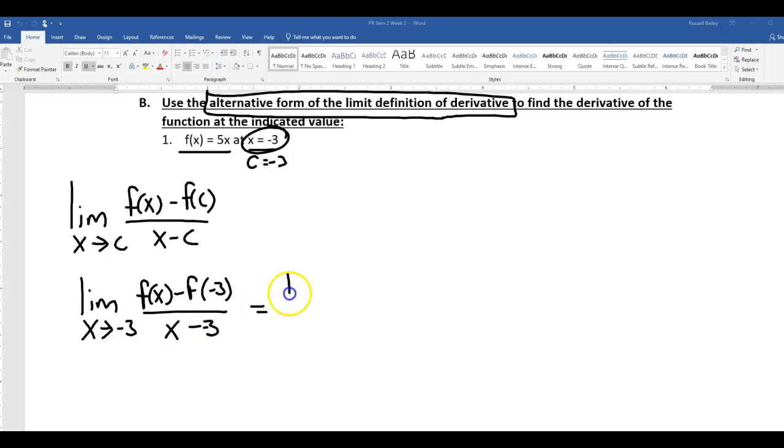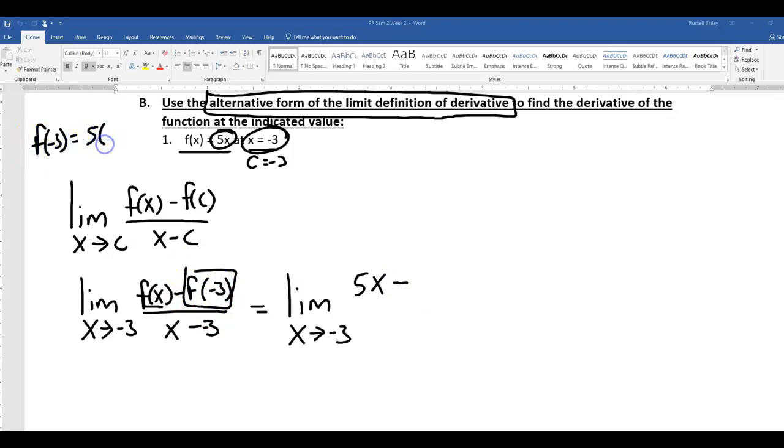So on the top, that's going to simplify into f of x, which we know is 5x, minus f of -3, which I haven't found out yet. So let's do that. How do we find out what f of -3 is? You just plug it into your function, which is 5 times x. So that would be -15. Now the double negatives obviously are going to become positive, so let's go ahead and write that.